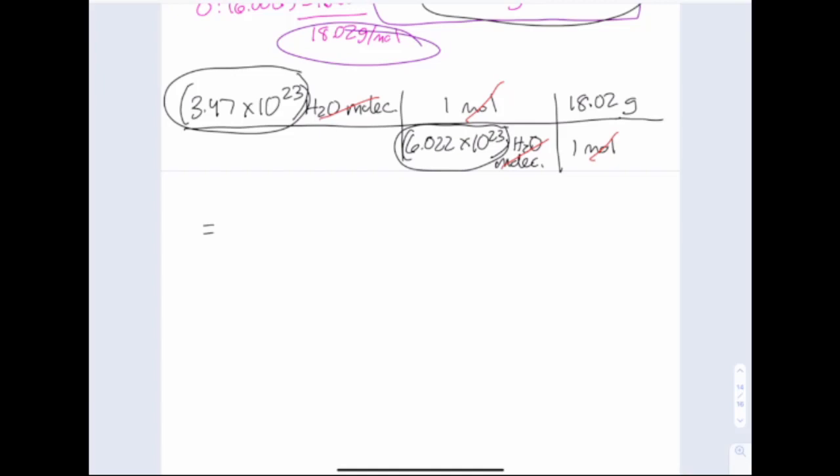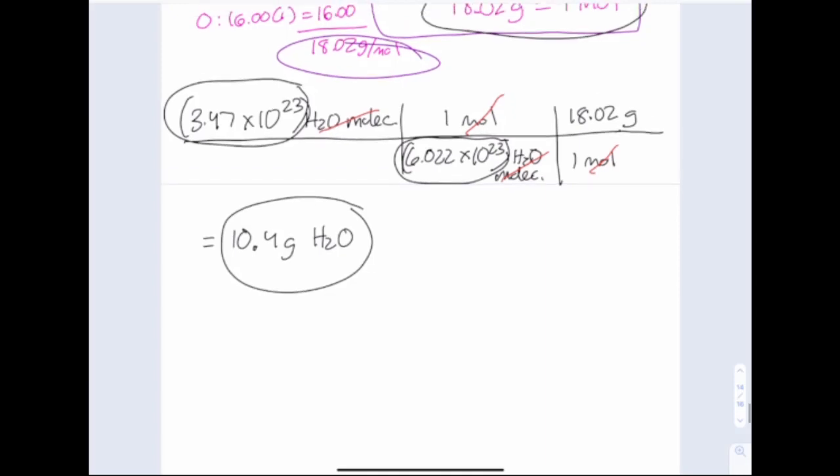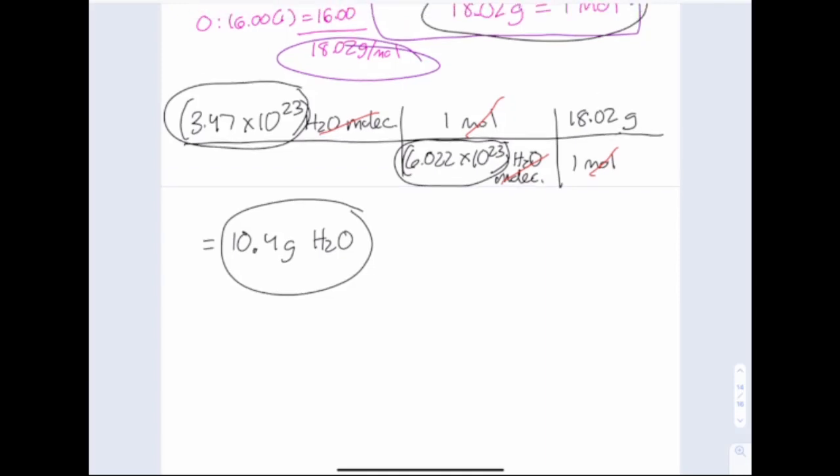And I get 10 point, I want 3 significant digits, so 10.4 grams of water is my answer. If you got like 1.04 times 10 to the something, you did what I told you to just not do. So be careful. Make sure you use the scientific notation function or put parentheses around those numbers, which is a lot more buttons to press. So I would just learn to use a scientific notation button. So 10.4 grams of water.